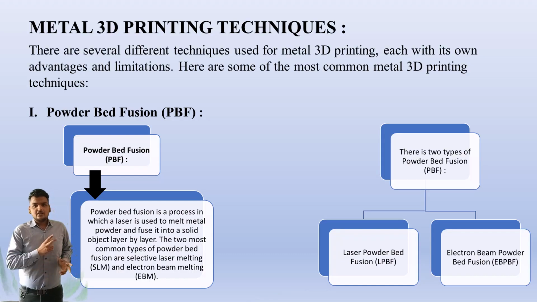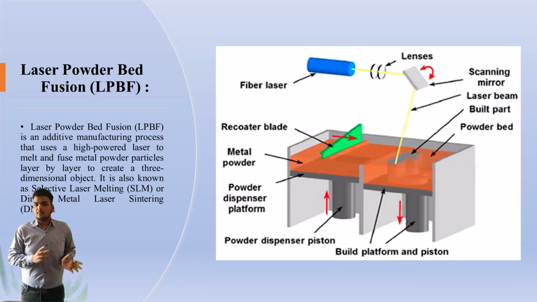There are some metal 3D printing techniques available in the market. First is powder bed fusion. Powder bed fusion is a process in which a laser is used to melt the metal powder and fuse it into a solid object layer by layer. The two most common types of powder bed fusion are selective laser melting and electron beam melting. And there are two techniques of powder bed fusion. First is laser powder bed fusion and second is electron beam powder bed fusion.